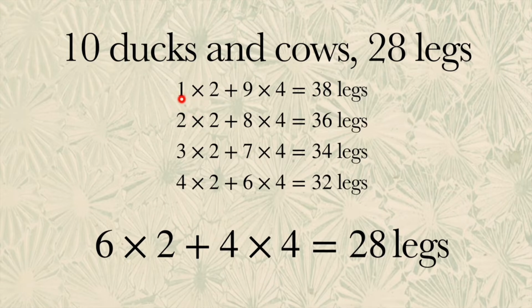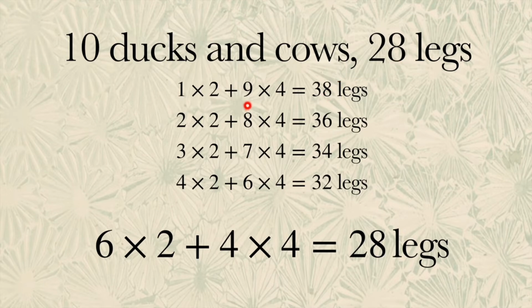Suppose I guess there is 1 duck, so that's 2 legs. 9 cows, that's 4 legs each. That's 38 legs. Having guessed and checked, I determined that this is wrong. I do not have 1 duck and 9 cows. Okay, well, that's too many legs, isn't it? I'm looking for 28, I got 38.